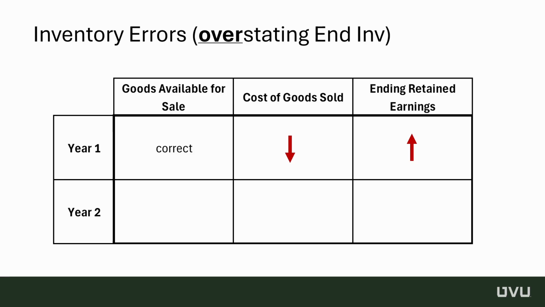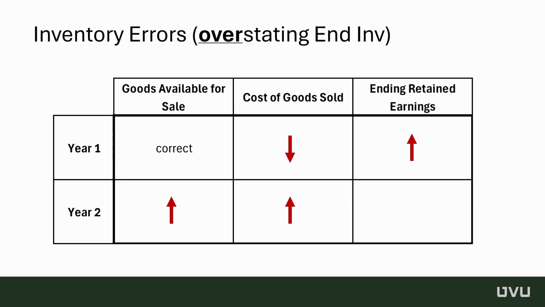And then we move on to year 2, where since you overstated ending inventory in year 1, your goods available for sale in year 2 are now overstated, which is directly related to the error in cost of goods sold. You thought you had more available to sell, so when compared to an accurately counted inventory at the end of year 2, you thought you sold more than you actually did during the period. And with that expense account too high, you have now understated net income for the period.